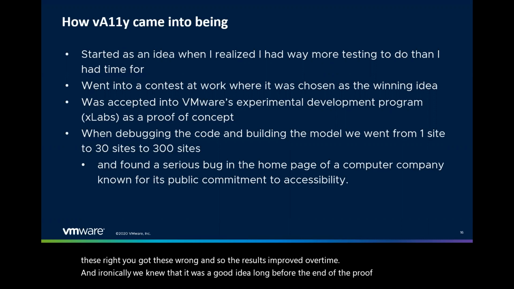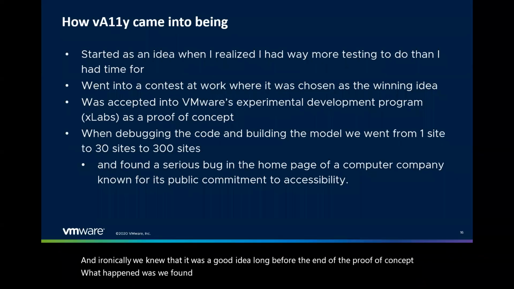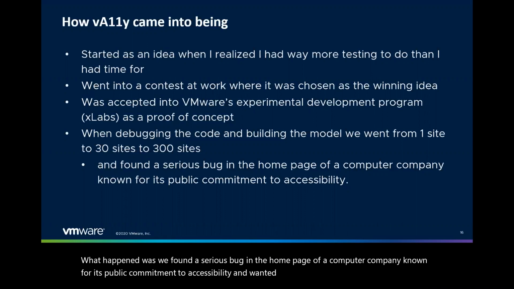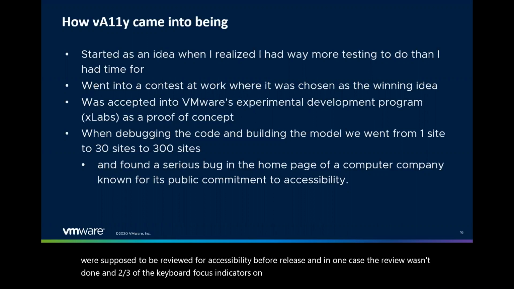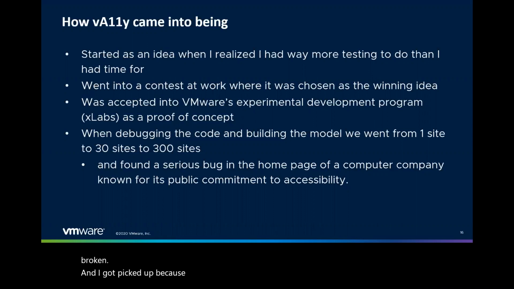What happened was we found a serious bug in the homepage of a computer company known for its public commitment to accessibility. And what had happened is at that company, certain things were supposed to be reviewed for accessibility before release. And in one case, the review wasn't done. And 2/3 of the keyboard focus indicators on that company's homepages were broken. And that got picked up because they were one of the 300 sites that we were testing for as we expanded our model.